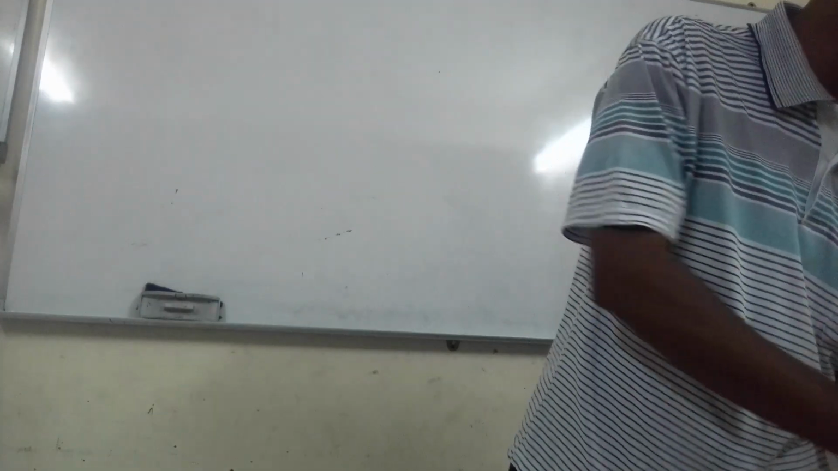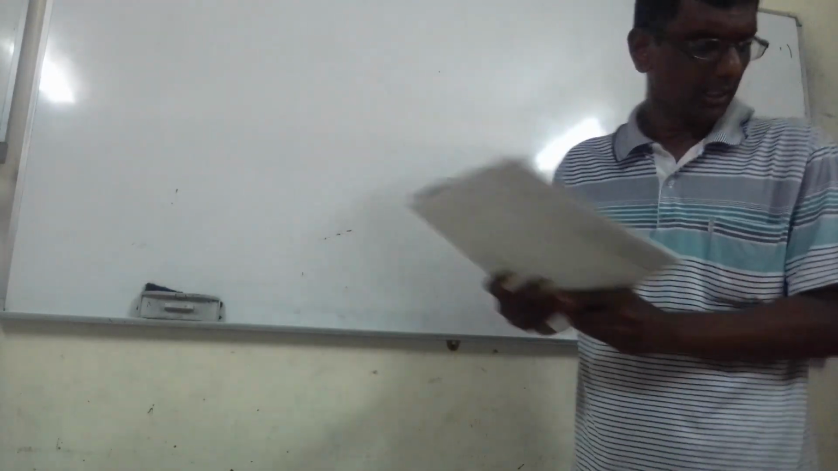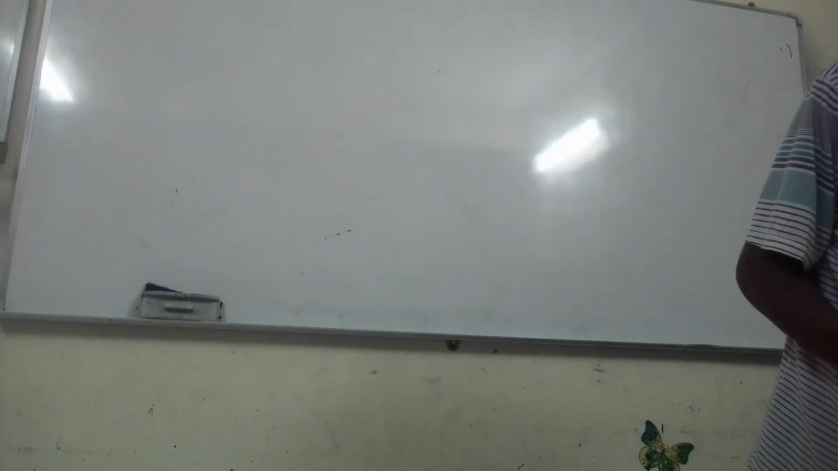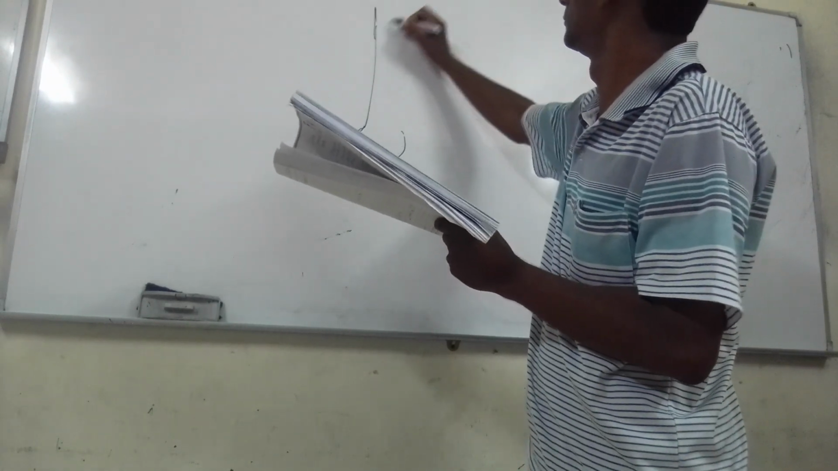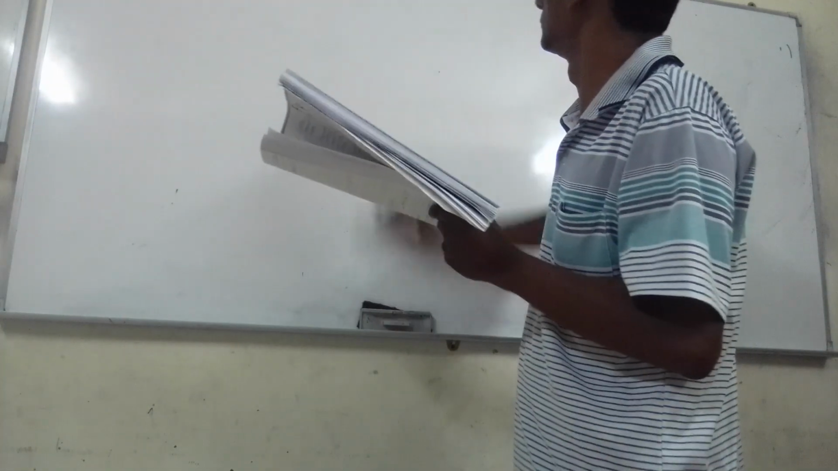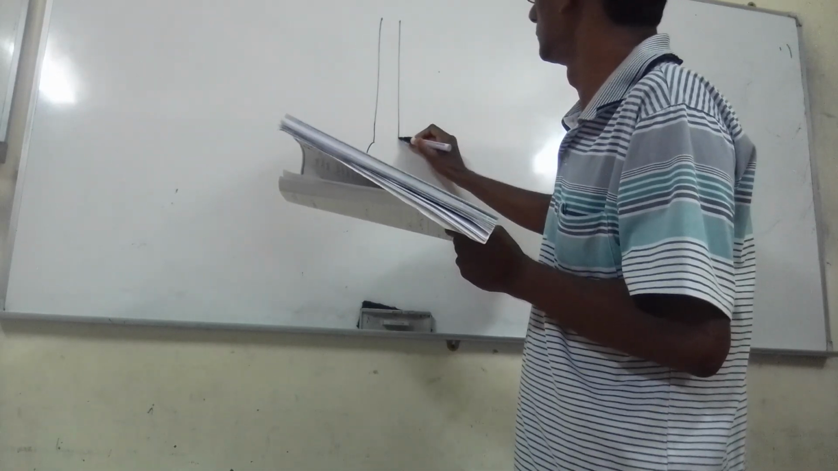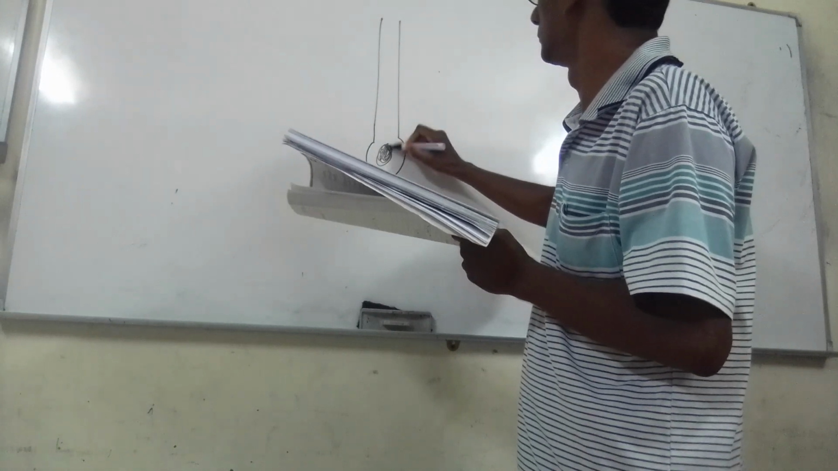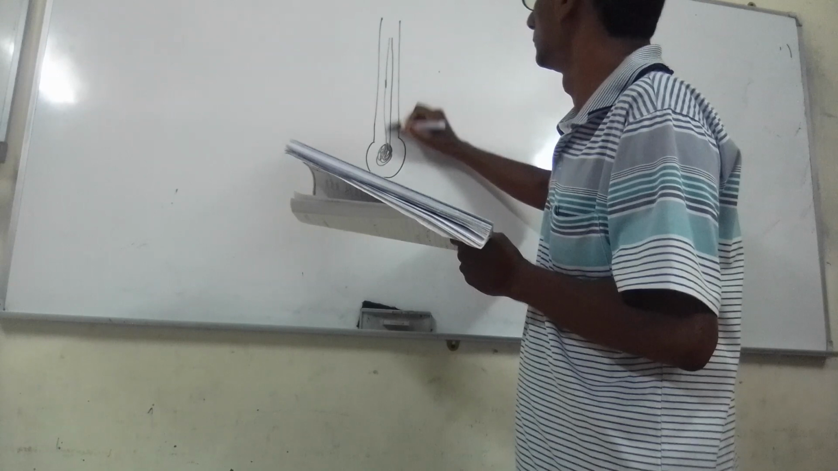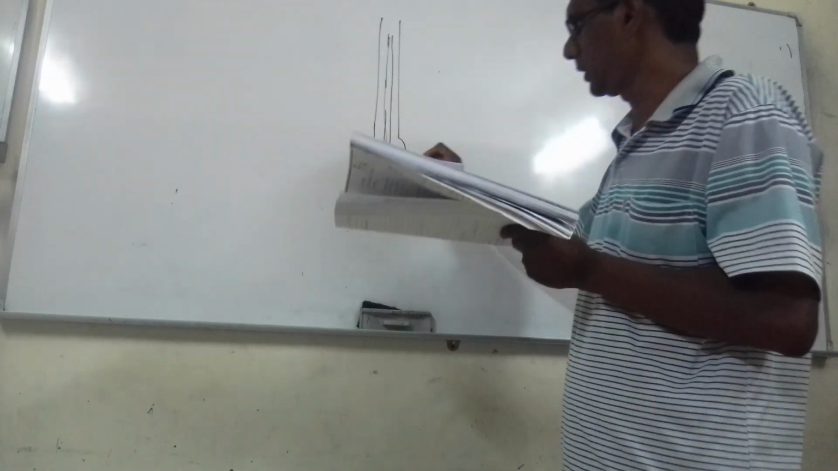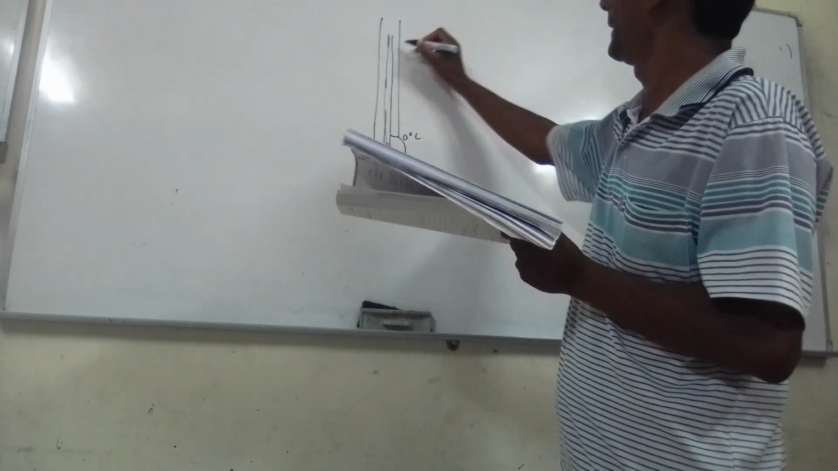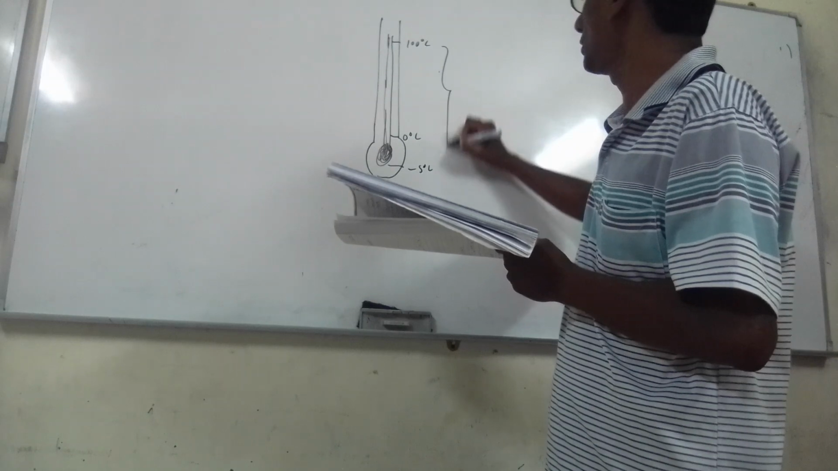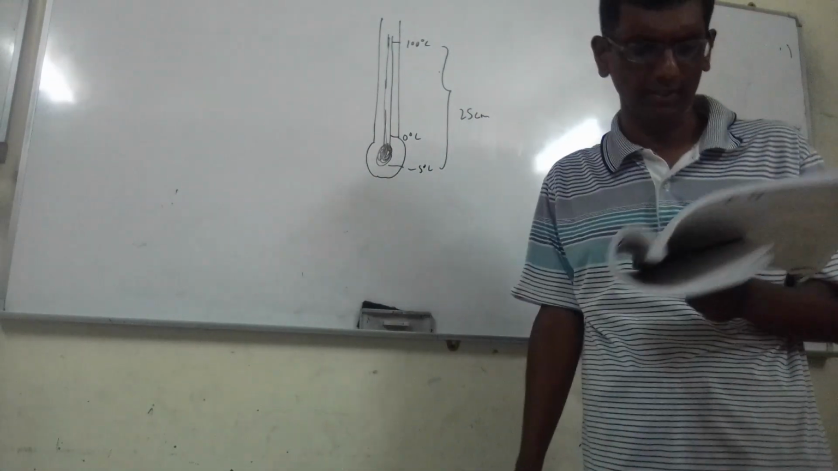Okay, and the question I gave last week. In this question, this mark is -5, this one is 0, and this one is 100, and the total length is 25 cm.